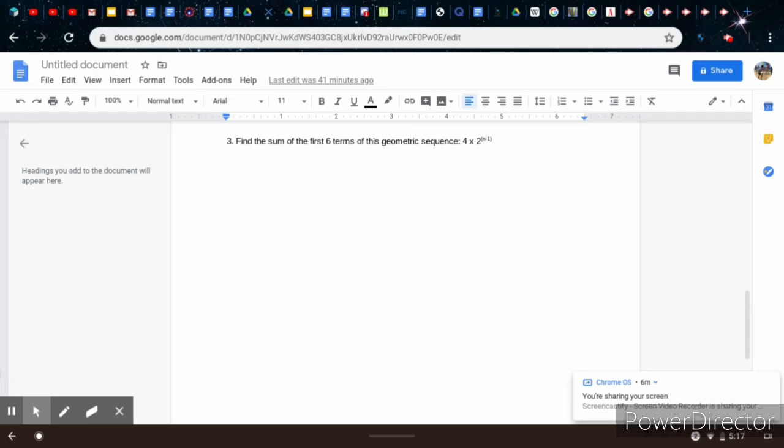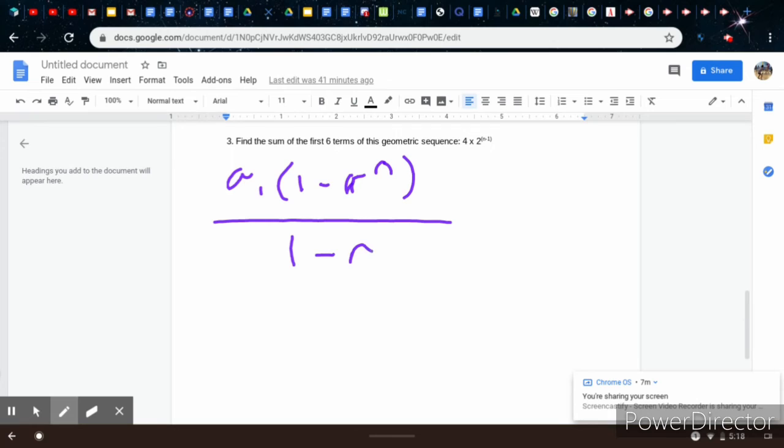Now let's do the third practice problem. So our problem is, find the sum of the first 6 terms of this geometric sequence, 4 times 2 to the n minus 1 power. Okay, so our first step is just writing down our formula, right? So we have a1 times (1 minus r to the nth power) over 1 minus r. So this is our equation, right?